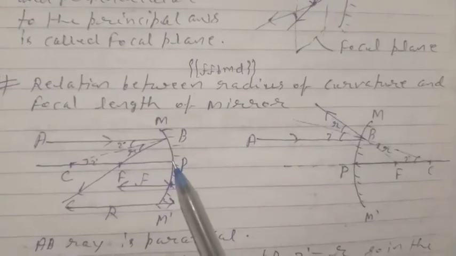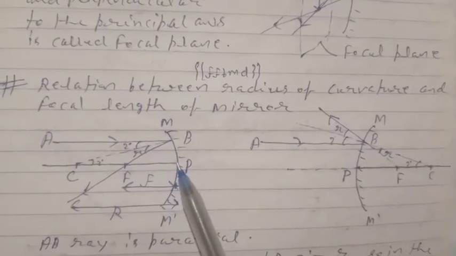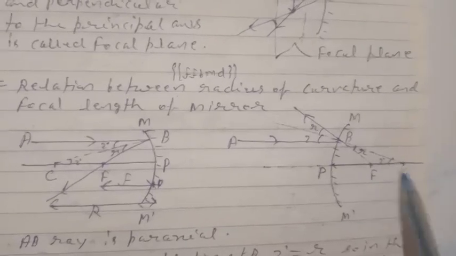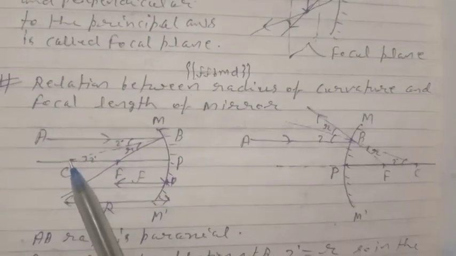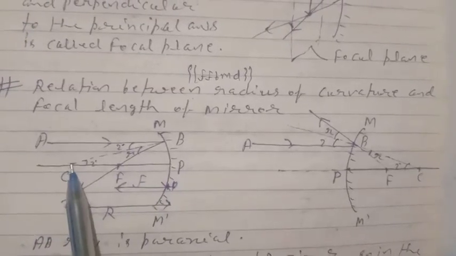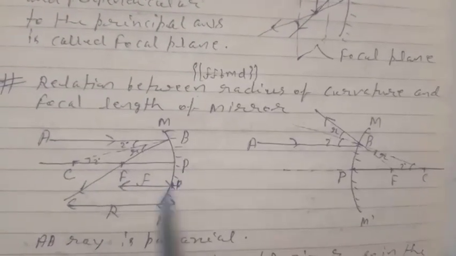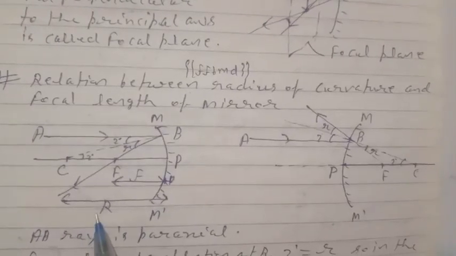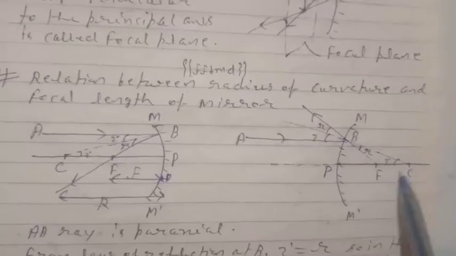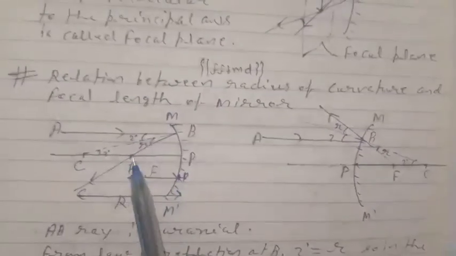Now this is the pole of the mirror, and this is the principal axis. In this case, C is the center of curvature, and the distance from C to P is called R, the radius of curvature. In this case, PC will be the radius of curvature, and PF will be the focal length.